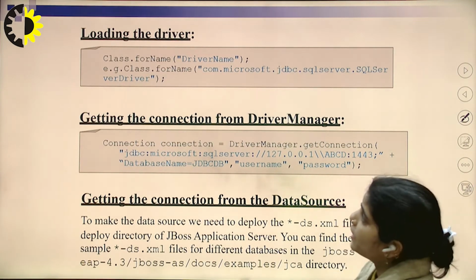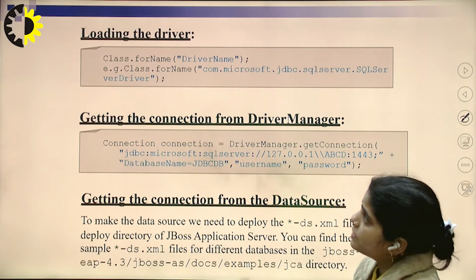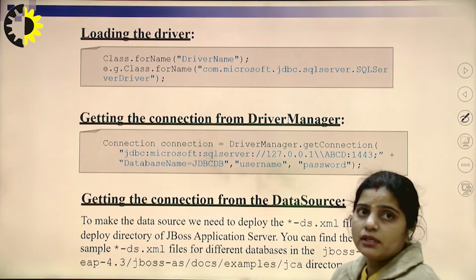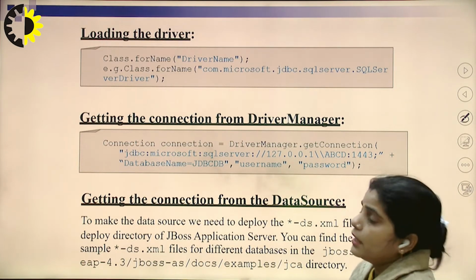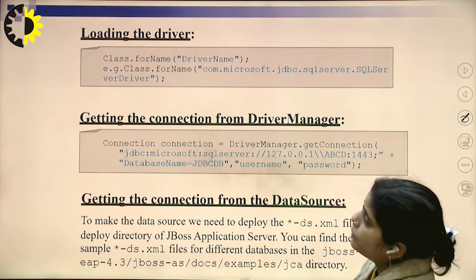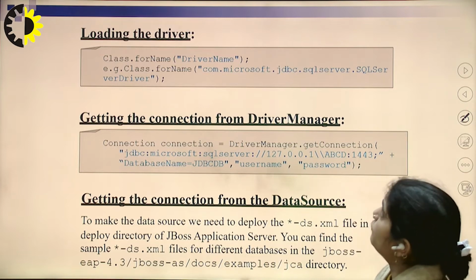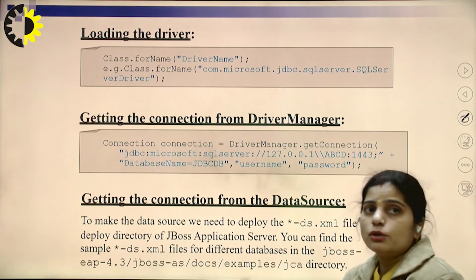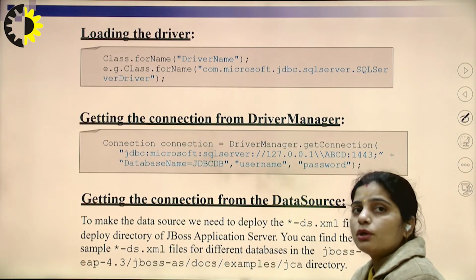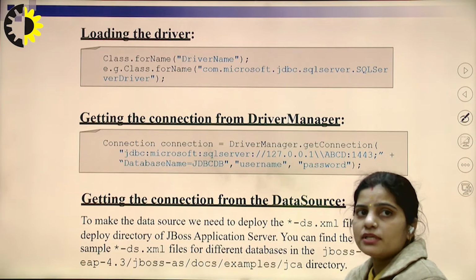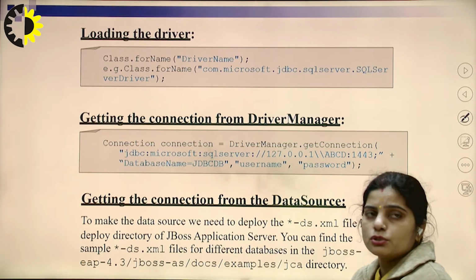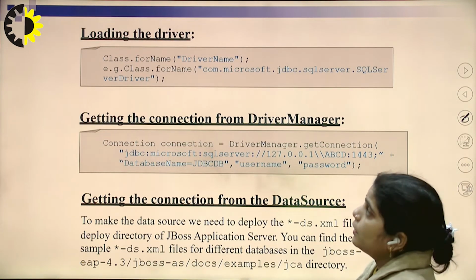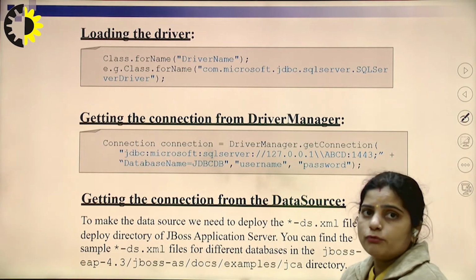Now how to load the driver? First of all, we write the code. First one is Class.forName, and inside the braces we write, within inverted commas, the name of the driver. Here an example is given which shows Class.forName, and within the brackets we have written the driver name. The name of the driver is com.microsoft.jdbc.sqlserver.SQLServerDriver. So this is the syntax which shows how to load the driver using JDBC connectivity.